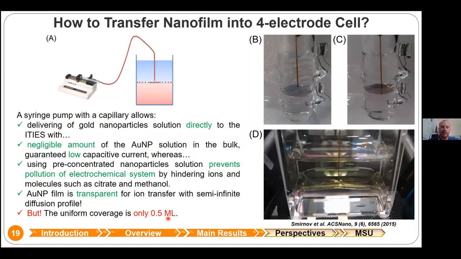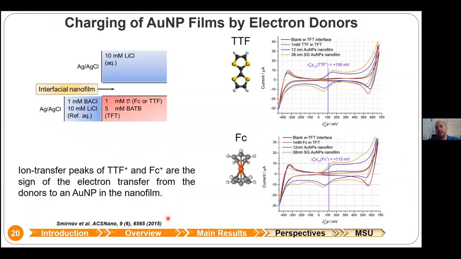And once we did that, the second question after solving this problem was, okay, what will happen if we add TTF as an electron donor, and what kind of process can happen at the interface? We observed an electrochemical wave. Okay, it can be electron or ion, and we tried to investigate this story more deeply. We changed the TTF to, in principle, something similar from an electrochemical point of view, ferrocene. They have pretty much the same electrochemical potentials, and for ferrocene we observed the same story, the same peak, but a bit shifted.